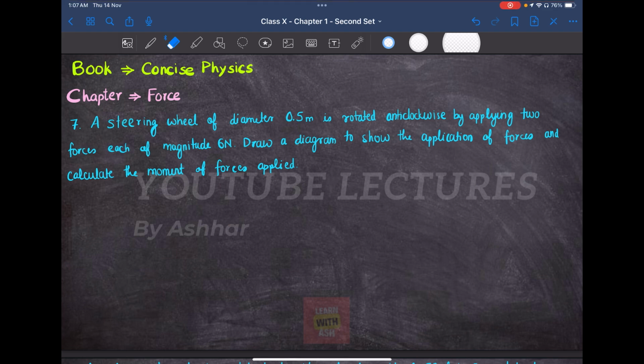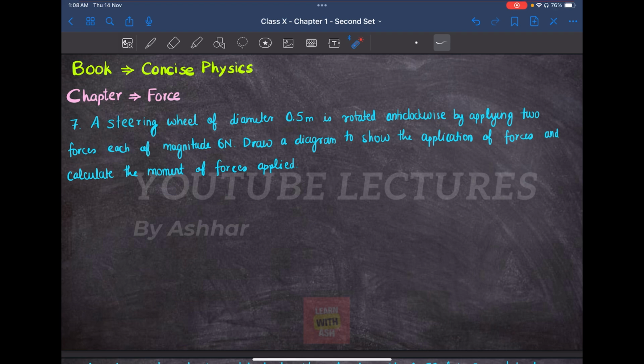And in today's lecture, we will be continuing the topic where we left. So, we were discussing some numerical questions from Concise Physics for the chapter Force. Moving on with the seventh question according to the book: a steering wheel of diameter 0.5 meter is rotated anti-clockwise by applying two forces each of magnitude 6 Newton.